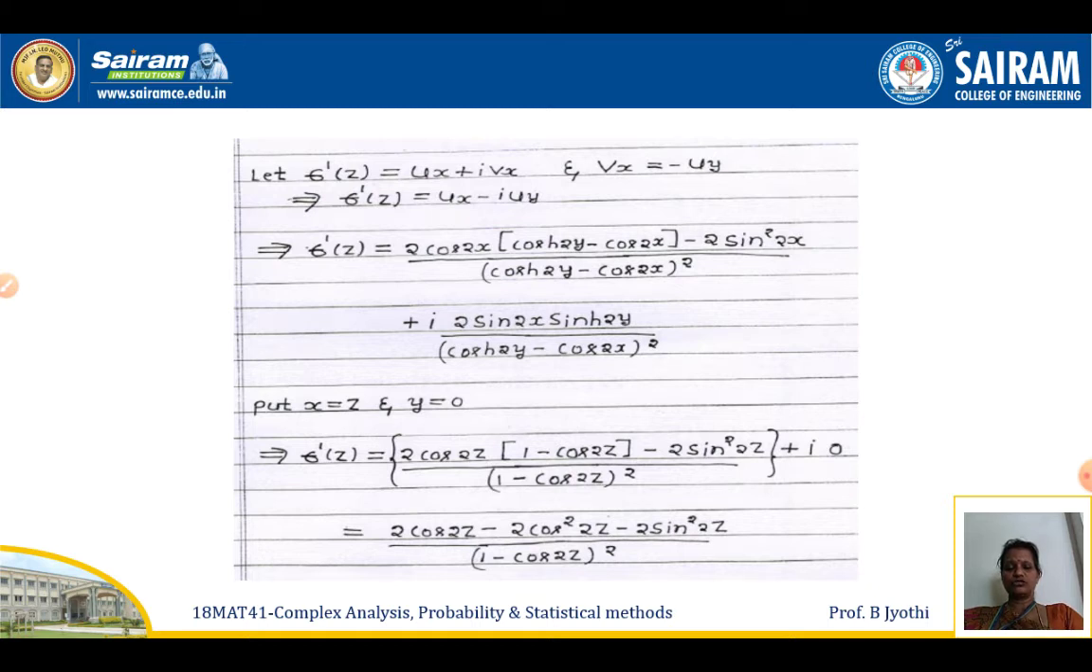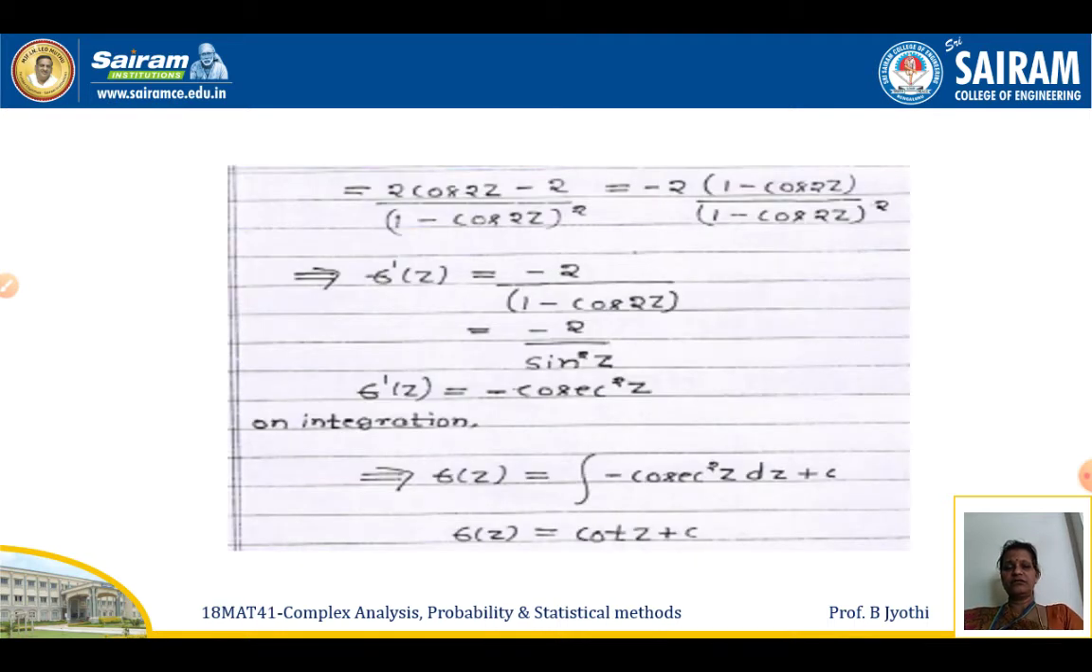So we are getting 2 cos 2z minus 2, and here we can take minus 2 outside, means we will get 1 minus cos 2z. Denominator is also 1 minus cos 2z the whole square, but so it will get cancelled. We get minus 2 divided by 1 minus cos 2z, and that can be also written as sin square z. So it will be 2 sin square z, 2 and 2 cancels, we will be getting cosec square z with a minus sign, which on integration we get it as cot z plus a constant, that is f of z.